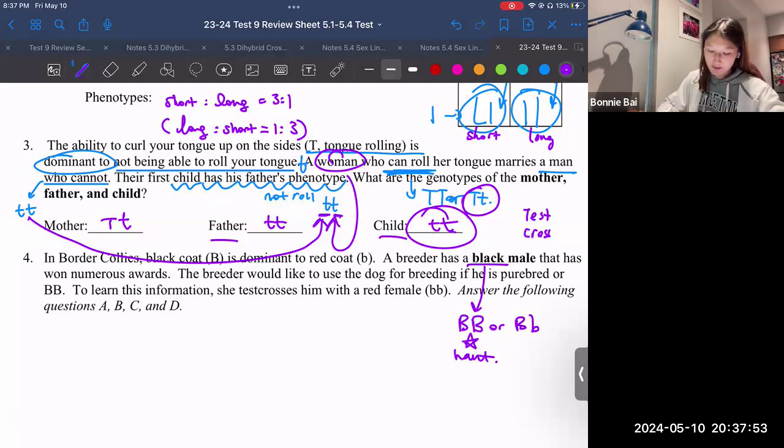To learn this information, she test crosses him with a female. So it tells you this time we are crossing with a little b. But is it this one? Is it this one? We don't know. But we're going to cross it with little b, because we always do. Even if it doesn't say this, you should know now: we cross with little b. All right, answer the following questions.